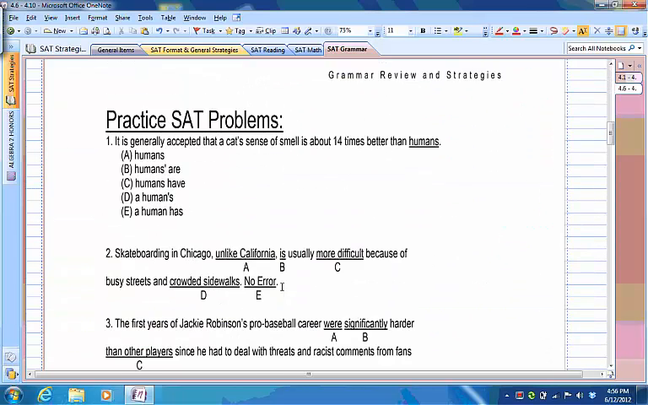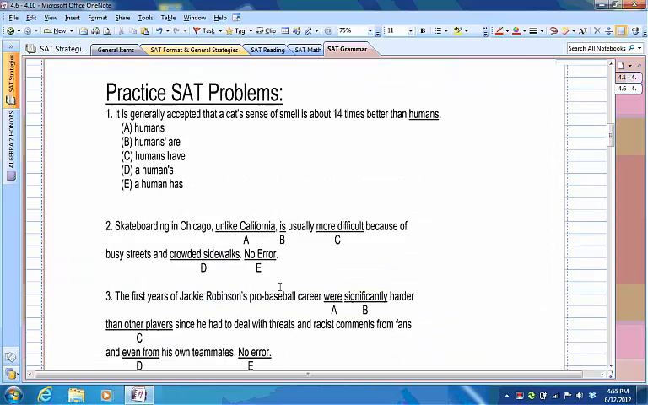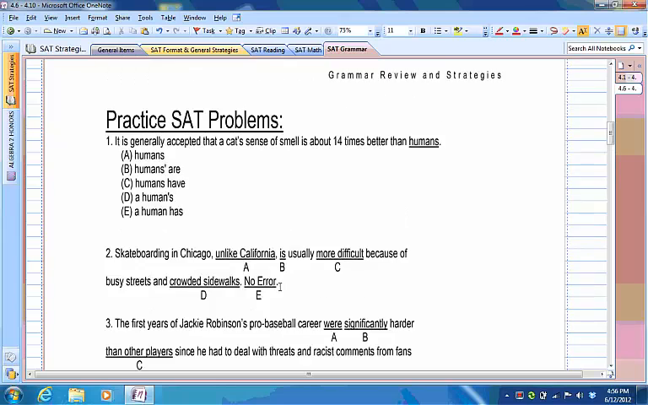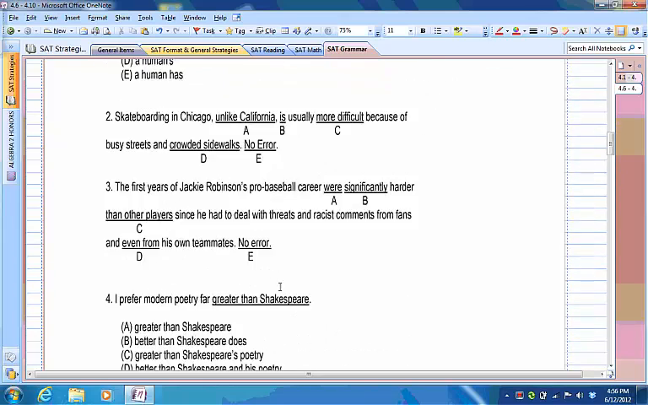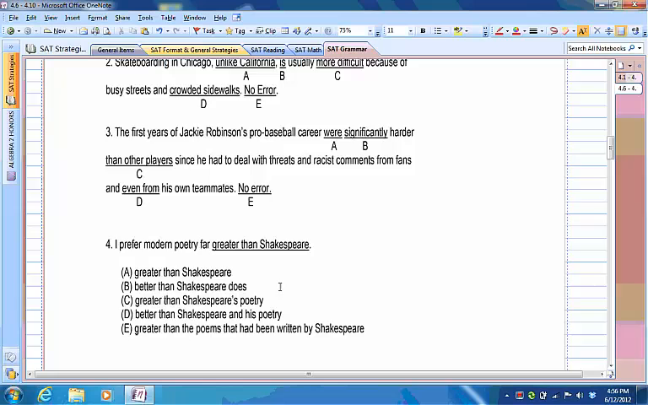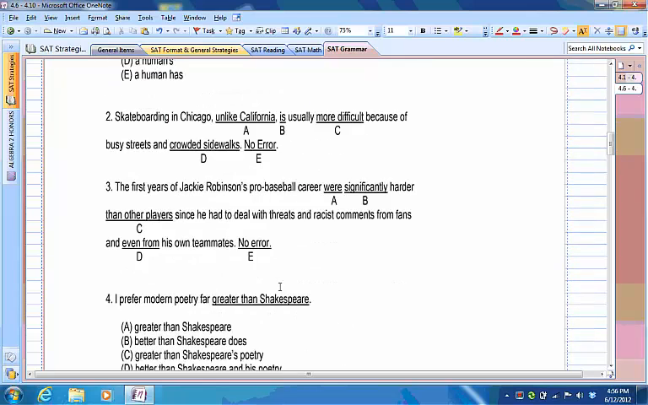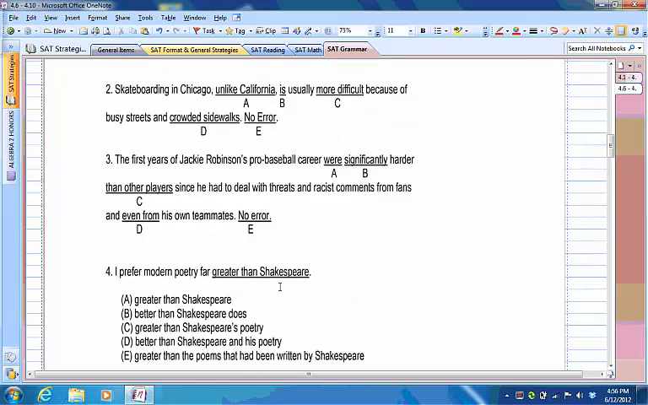Here are some practice SAT problems that deal with illogical comparisons. And you could see this in either the improving sentence format or the identifying error format. So 1 and 4 are in the improving sentence format, 2 and 3 are in the identifying error format.